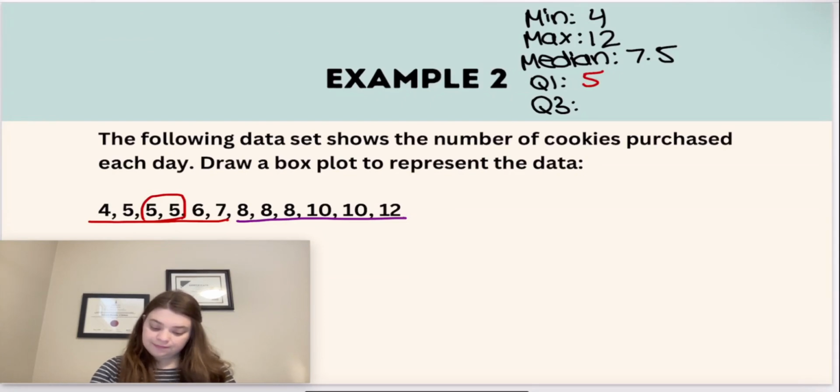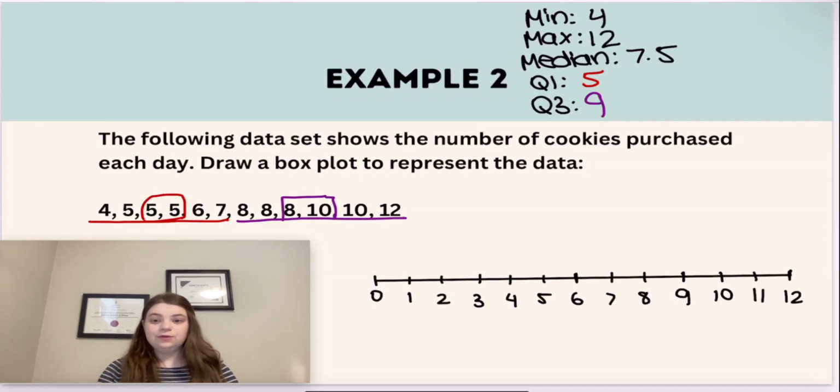Then for Q3, same deal, right? It's going to be the 3rd and 4th number here as well with respect to this second half. So what is halfway between 8 and 10? That would be 9. Or if we weren't sure that that was halfway, we could also add 8 plus 10 to get 18 and divide that by 2, which is also 9, which would also work. So Q3 is 9.